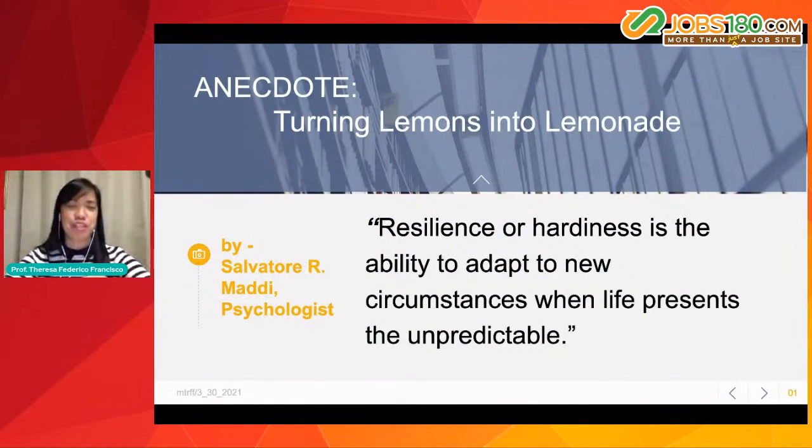Before I start, I want to share an anecdote about turning lemons into lemonade. Hardiness helps people turn stressful circumstances into opportunities. And also I want to share a word from Salvatore R. Maddi, a psychologist, that resilience or hardiness is the ability to adapt to new circumstances when life presents the unpredictable.